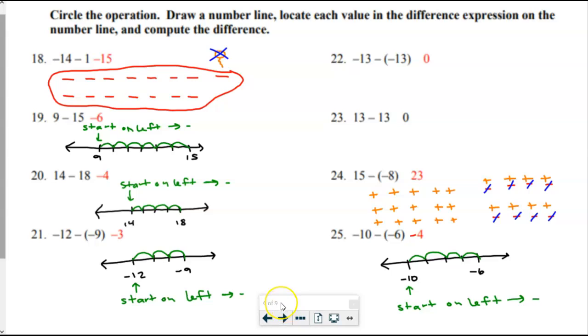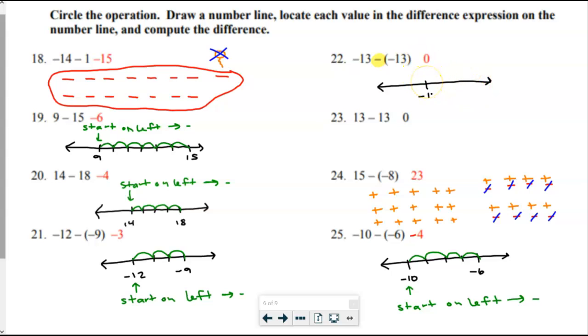All right, and here's the answers with models. I used number line models for some, used chip and tiles for some others. I want to look at 22 and 23. Two ways that you can think about this. Let's start with the number line. On the number line, I'm supposed to be finding the difference. I should have highlighted each one of those. Should be finding the difference between negative 13 and negative 13.